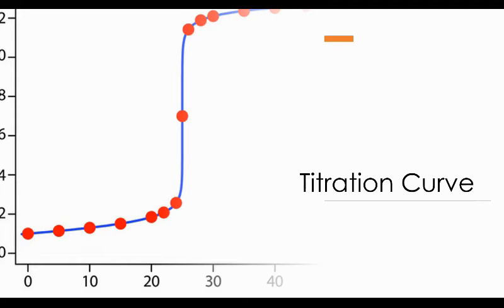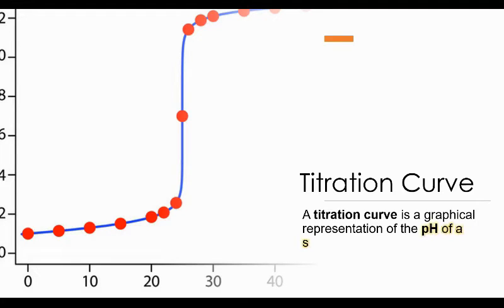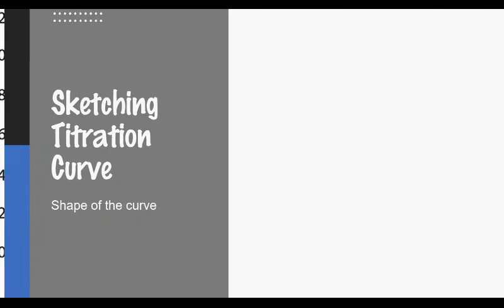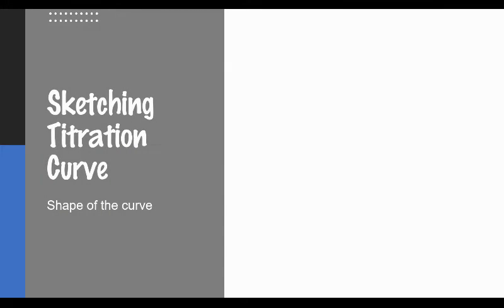Moving on to the titration curve. A titration curve is a graphical representation of the pH of a solution during a titration. In learning about the titration curve, you'll need to know how to sketch the curve. No graph paper is needed since it only involves sketching. First, let's learn about the possible shape of the curve.